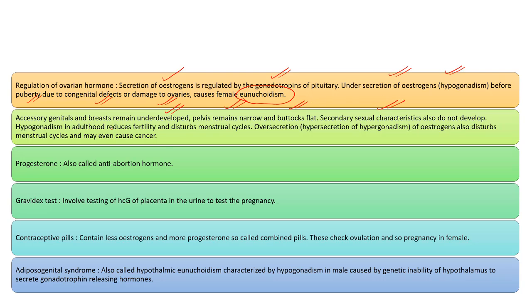Hypogonadism in adulthood reduces fertility and disturbs the menstrual cycle. Oversecretion, or hypersecretion, of estrogens also disturbs the menstrual cycle and may even cause cervical cancers.